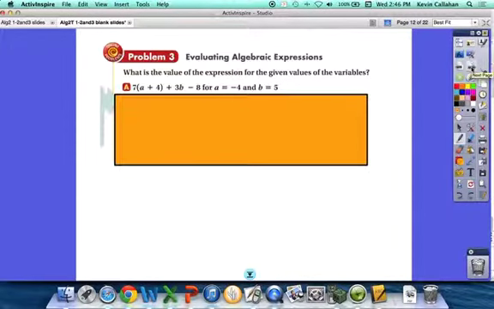Okay, so let's try this one. The expression is 7 times a plus 4 plus 3b minus 8. Evaluate for a equals negative 4 and b equals 5. So try that now. What does this equal?